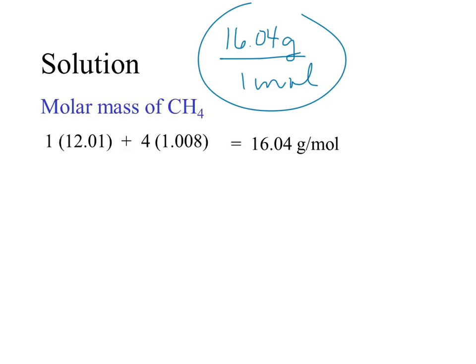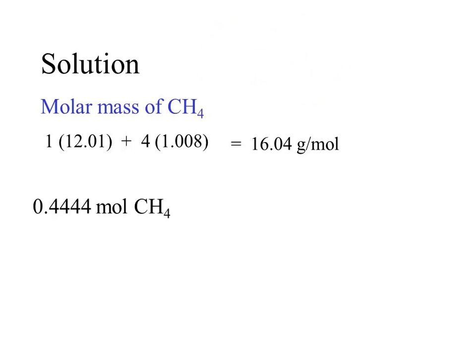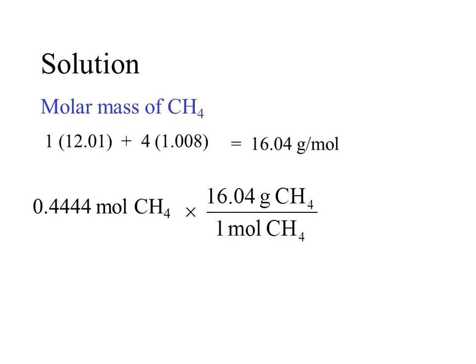So the first term is going to be our 0.4444 moles over 1. Then we insert our molar mass, but now we don't have to flip it, do we? Because we want moles to cancel. So we just insert our molar mass, and in doing that, our moles will cancel, and we'll be left with units of grams.